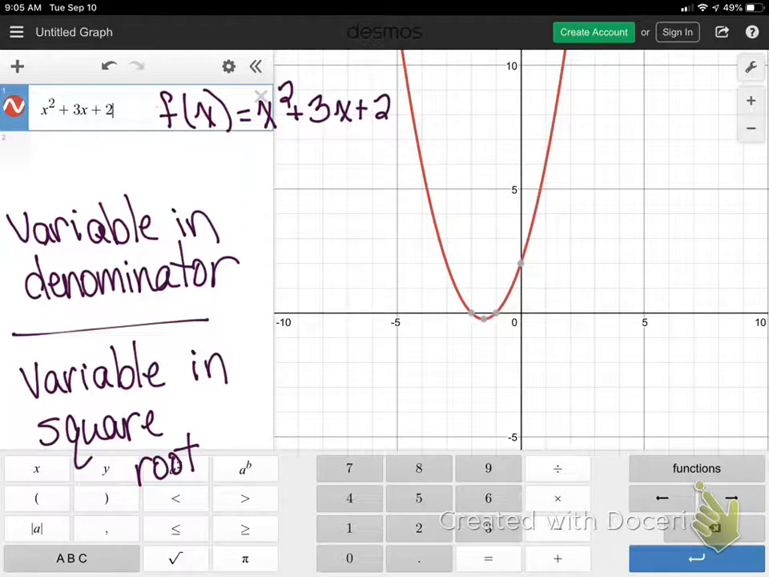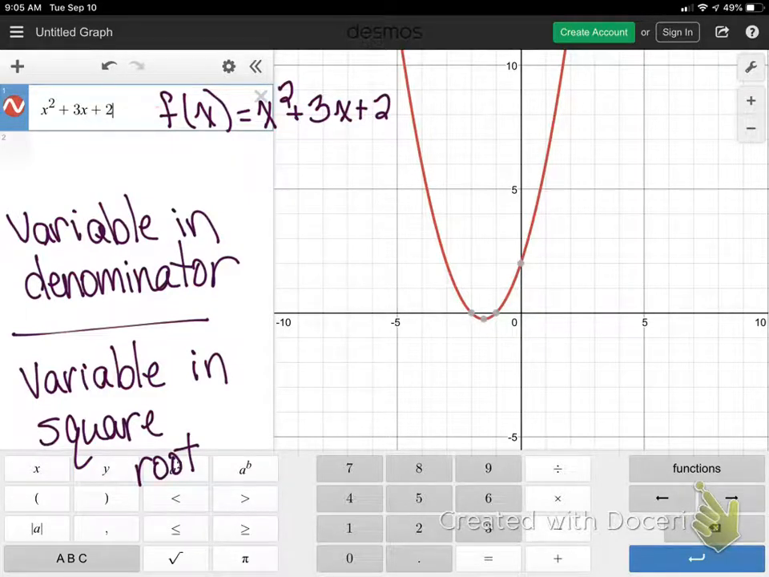Okay? And if we look at this portion of my quadratic, it keeps going and going and going. So it's going to get all the way to positive infinity. This portion of my quadratic is going to keep going and going and going. And we're looking at the x-axis, and it's going to keep going to negative infinity.